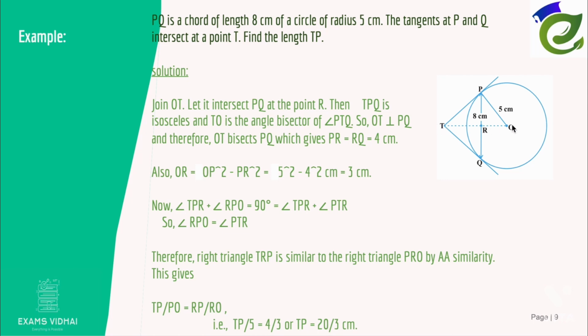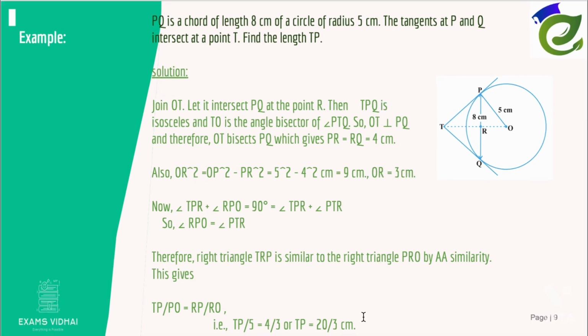And also TO is the angle bisector of angle PTQ. So OT is perpendicular to PQ. Therefore OT bisects PQ, which gives us that PR and RQ are equal. So PR will become 4 centimeters and RQ will become 4 centimeters. Now also OR square is equal to OP square minus PR square because triangle PRO is a right angle triangle. So using Pythagoras theorem, we found out that OR is equal to 3 centimeters.